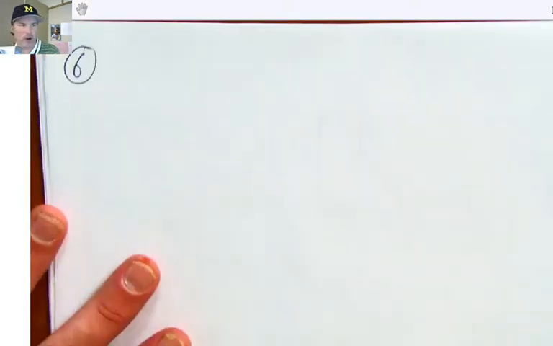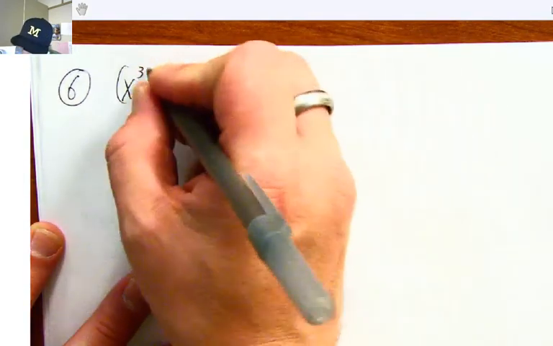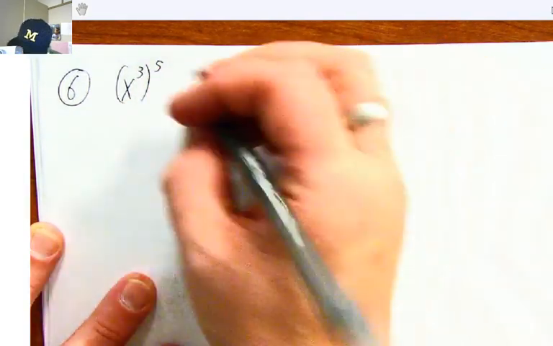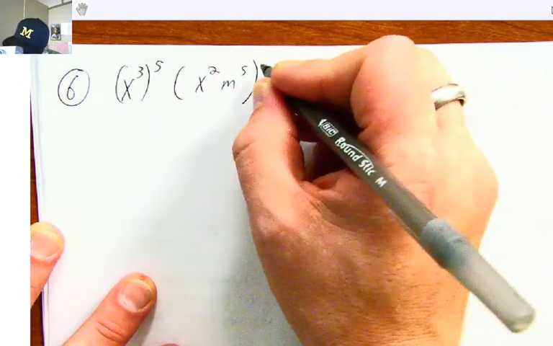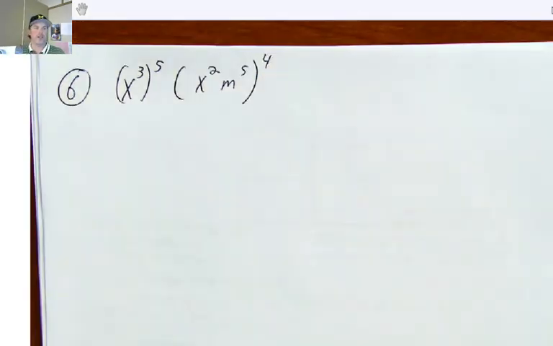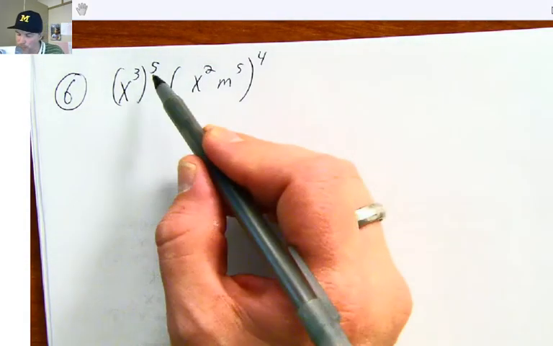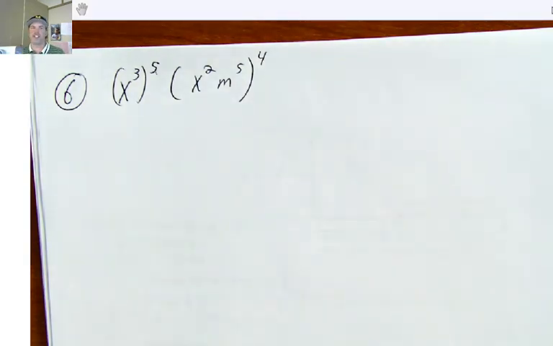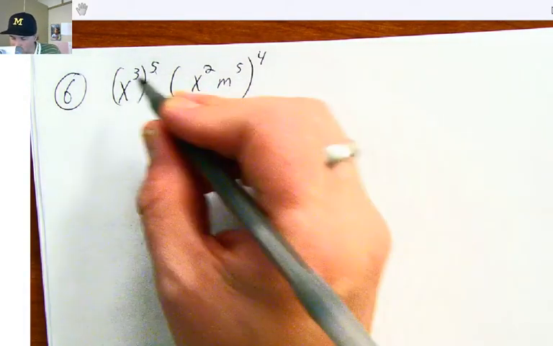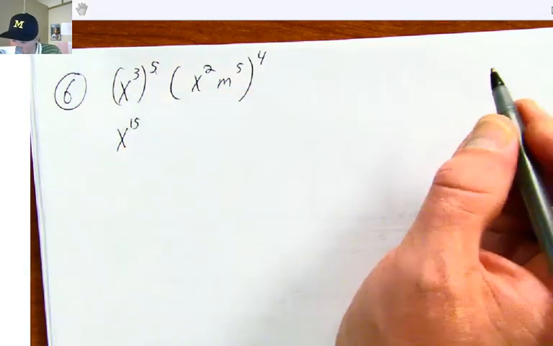Now we're going to get into some thicker multi-step problems. X to the 3 all raised to the 5th power times x squared m to the 5 all raised to the 4th power. So we have some product property that we need to multiply this stuff times this stuff, but we also have some power property that this stuff is raised to the 5th and this stuff is raised to the 4th. Order of operations says that you do multiplication first. That means that we would do our power property. X to the 3 to the 5, 3 times 5 is 15, so this is x to the 15.